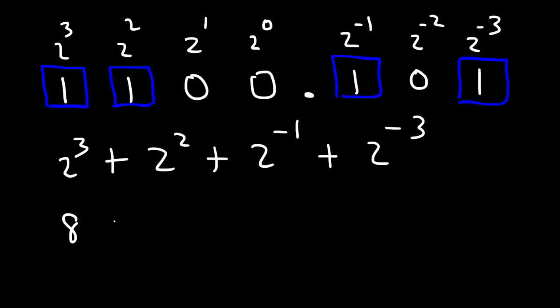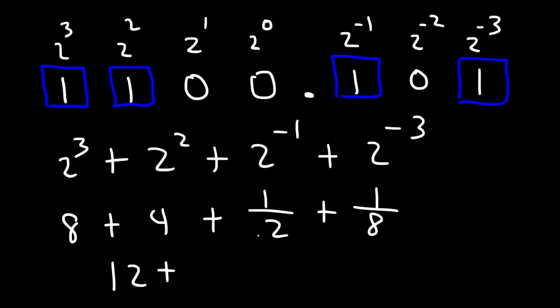Now 2 to the third is 8 and 2 squared is 4. But now what is 2 to the minus 1? We know 2 to the first power is 2, so 2 to the negative first power is 1 over 2. Now 2 to the third is 8, so 2 to the negative third is going to be 1 over 8. And so 8 plus 4 is 12, and then we have 1/2 plus 1 over 8. 1 over 2, if you type that in your calculator, that's 0.5. And 1 over 8, 1 divided by 8, is 0.125.